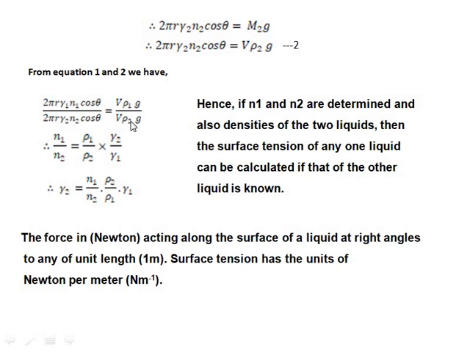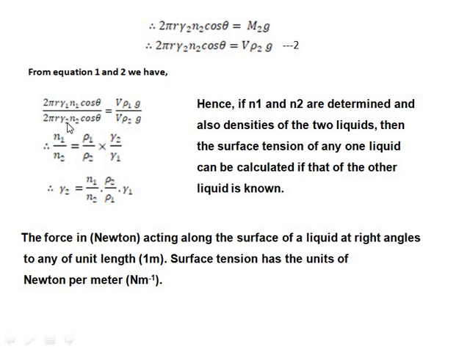So if N1 and N2 are determined, and also the densities of the two liquids, then the surface tension of either liquid can be calculated if that of the other liquid is known. And therefore we can cancel: 2 pi r will be cancelled.